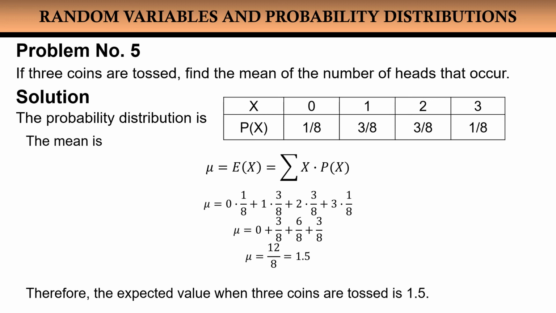Paano natin makukuha ang mean? Simple lang. Ang gagawin lang natin is i-multiply yung value ng x sa kanyang corresponding probability, then i-get yung sum. So, i-add natin lahat: 0 times 1/8, plus 1 times 3/8, plus 2 times 3/8, plus 3 times 1/8. Using your calculator, we have 0 plus 3/8 plus 6/8 plus 3/8. When you add this, the sum is 12 over 8. And ang decimal form ng 12 over 8 ay 1.5. So, ibig sabihin, ang mean or yung expected value when 3 coins are tossed is 1.5.